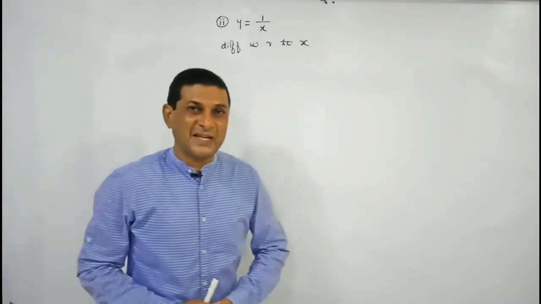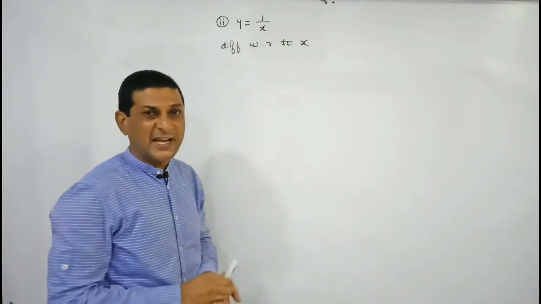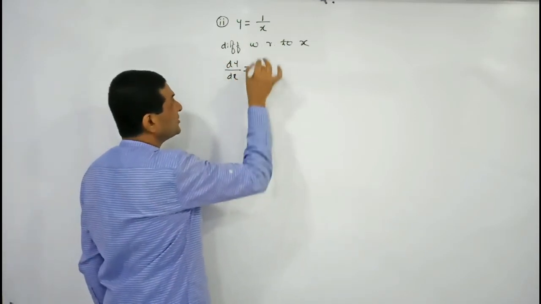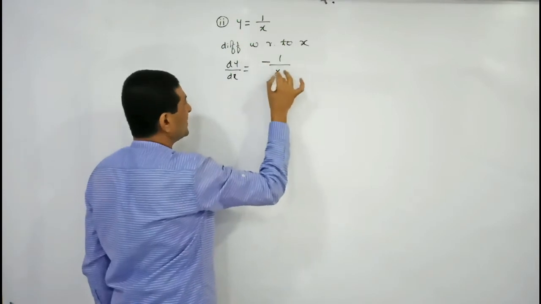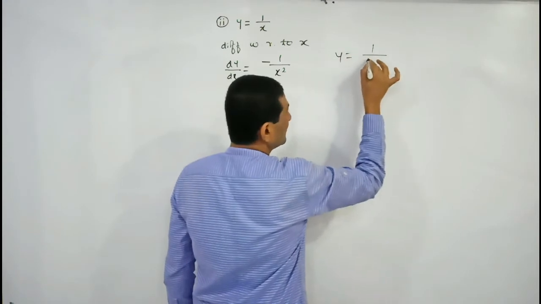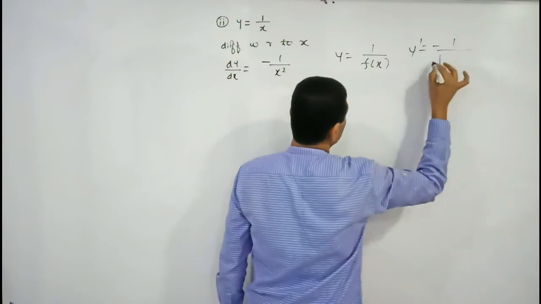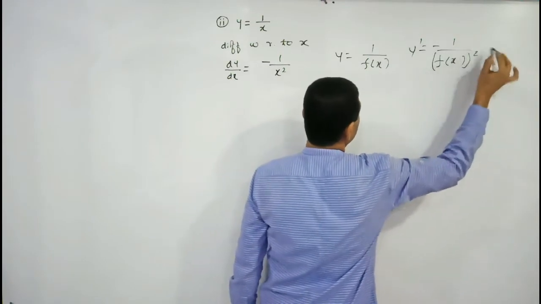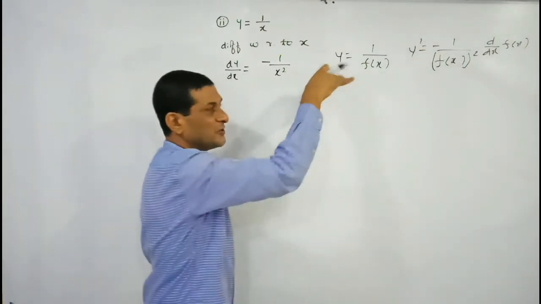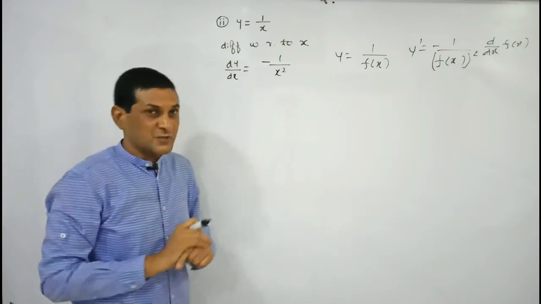Now observe the next example. In this example, what is the given function? y is equal to 1 by x, and here also we are finding the nth order derivative. So first find out the first order derivative. dy by dx is equal to, what is the derivative of 1 by x? It will be minus 1 upon x square, because it is the standard formula. In the same way, if y is equal to 1 upon f of x, then its derivative will be equal to minus 1 upon square of f of x into derivative of f of x. This is the formula to find the derivative of 1 upon f of x, because in the next case we have to apply this formula to find the second order derivative.